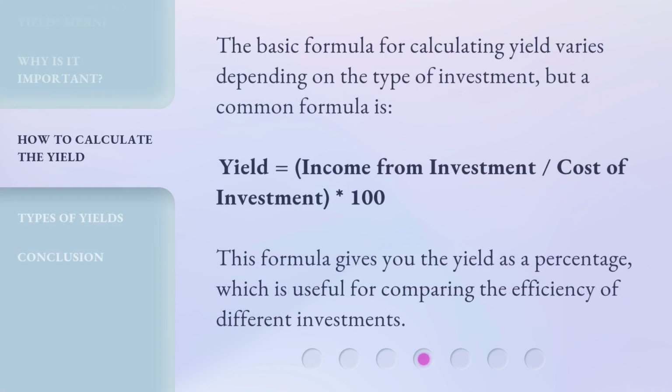The basic formula for calculating yield varies depending on the type of investment, but a common formula is yield equals income from investment divided by cost of investment, times 100. This formula gives you the yield as a percentage, which is useful for comparing the efficiency of different investments.